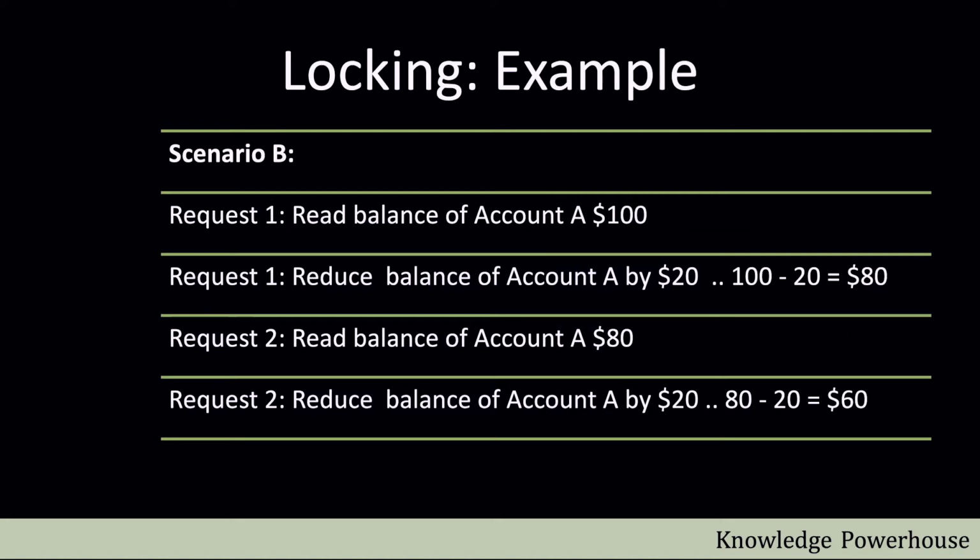Scenario B: here request one reads the balance of account A as $100, and then reduces it by $20 to make it $80. Then the second request reads the balance of A as $80, reduces it by 20 and makes it $60. So in this scenario, we took it sequentially, one after another. That way we came to the right conclusion that after reducing $20 two times, the balance of A becomes $60. Now, this is an example where we are using a kind of pessimistic locking, where two requests cannot read the balance at the same time, right?